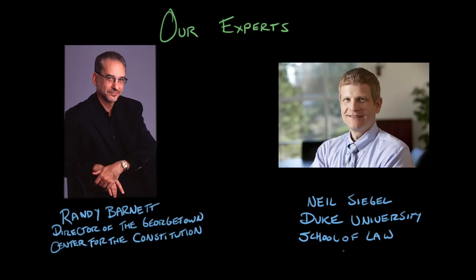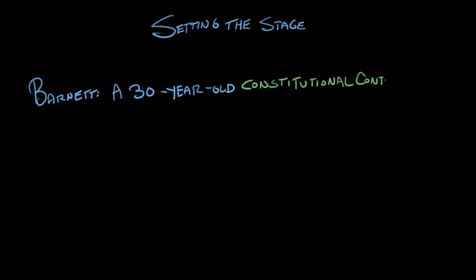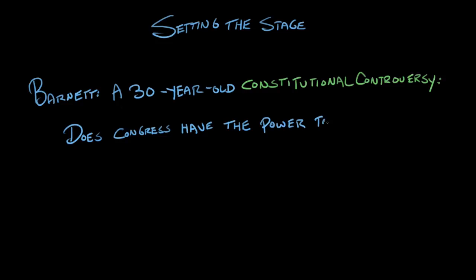So, Professor Barnett, could you set the stage for us? What was happening in this case? What was the overall context? Well, McCulloch versus Maryland was the culmination of a 30-year-old constitutional controversy. In fact, it was the culmination of one of the earliest controversies we had in the country, and that is over whether Congress had the power to establish a national bank, a bank that would be a corporation formed by Congress and which would have certain privileges that Congress granted it.